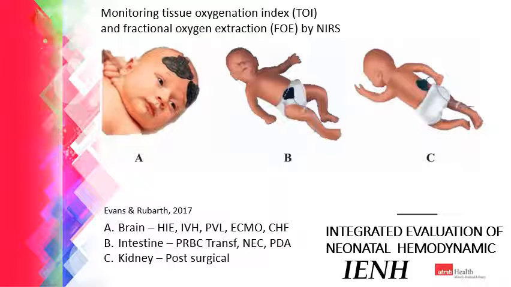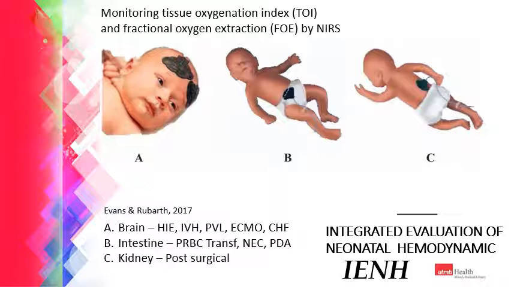NIRS, or near-infrared spectrometry, is similar to the pulse oximeter. It reads the regional oxygen saturation, or the rSO2. It is a non-invasive tool that measures oxygenated and deoxygenated hemoglobin and indicates the level of saturation within that part of the brain or the intestines or the kidney area. So uses are on patients with HIE, IVH, PVL, on ECMO patients, and on patients with CHF.